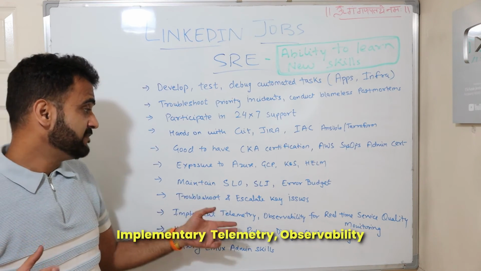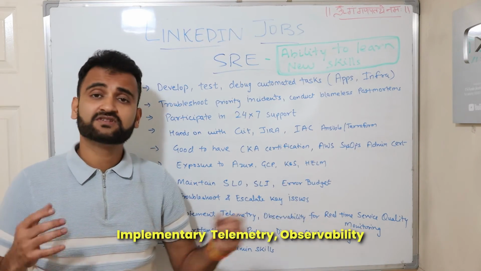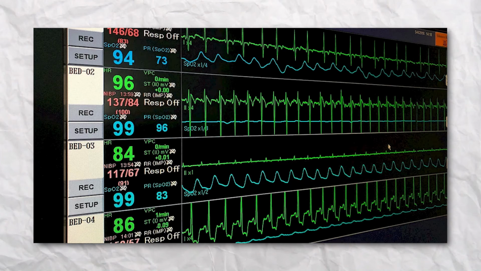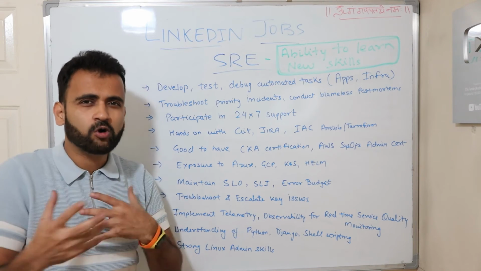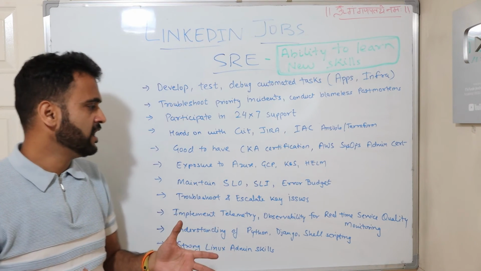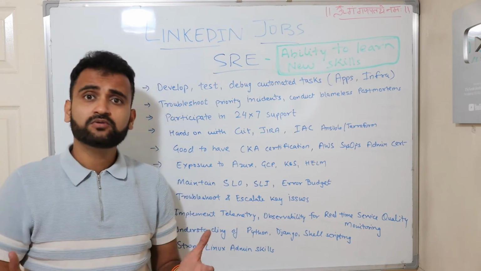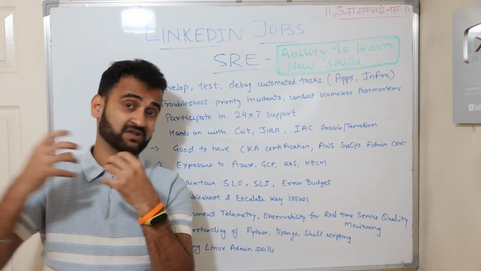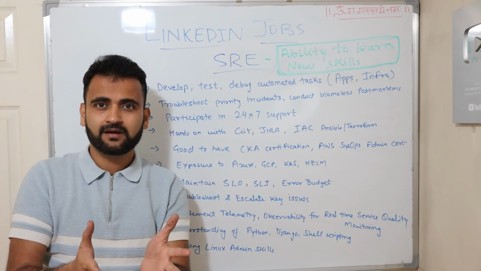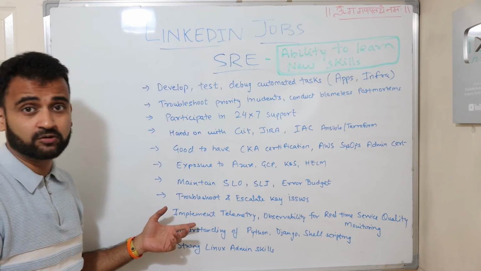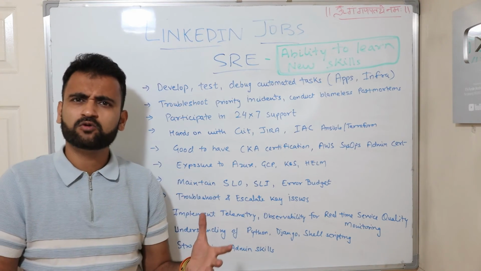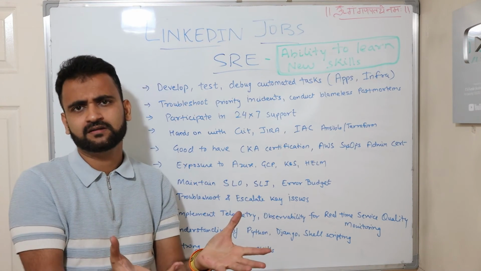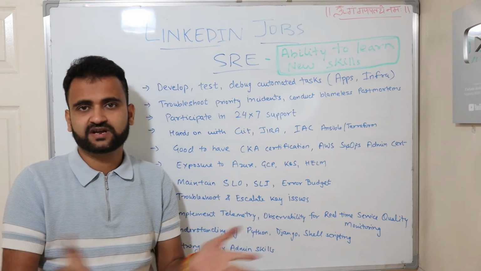Implement telemetry and observability for real-time service quality monitoring. So telemetry is all about monitoring your data, gaining real-time logs, looking into your system, how it is performing. All these kinds of things come under telemetry and observability. And why do you need it? Because you want to maintain the quality of the service given by your system in real time. That's what is expected of you, that you would implement those things. Many cloud providers have telemetry products shipped within their cloud offerings, so those can be used as well.